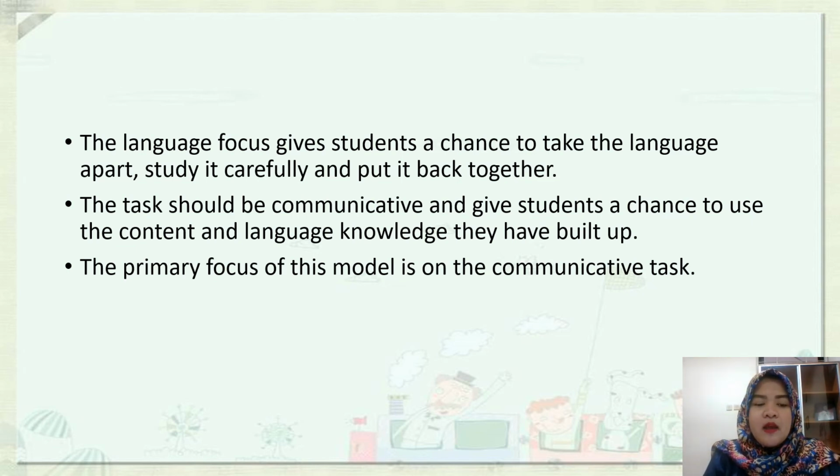And the primary focus in this model is on the communicative task. The content and language are drawn from the input based on what the student needs to do to complete the task.